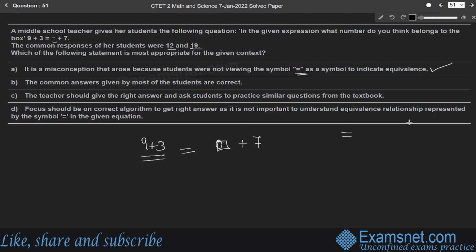So what is misconception? The wrong concepts registered in the minds of students regarding various concepts in the curriculum are known as misconceptions. This needs to be cleared by the teacher as early as possible to avoid the errors of the students on the same topic in the future. Hence, option A is the right answer.